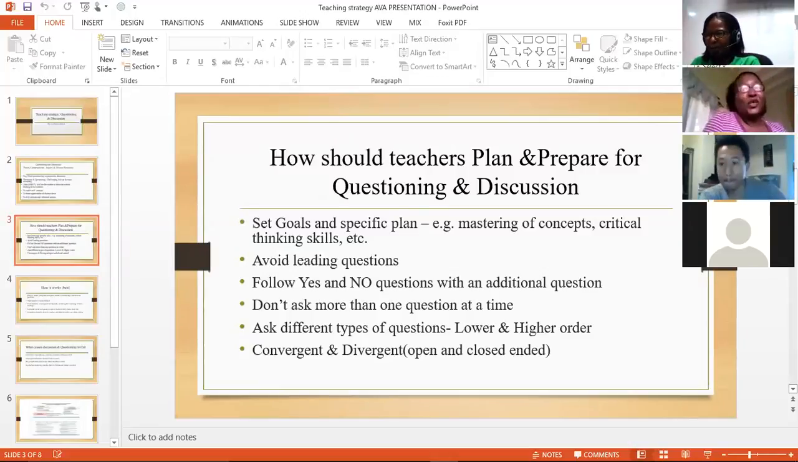You start with a goal, you look at your plan for your lesson. What are the children going to do? Are they going to look at a concept to be mastered? Are they going to look at critical skills? So you want to know what you are going to achieve through having discussion and questioning your students. Also, as a teacher, you want to avoid leading questions.